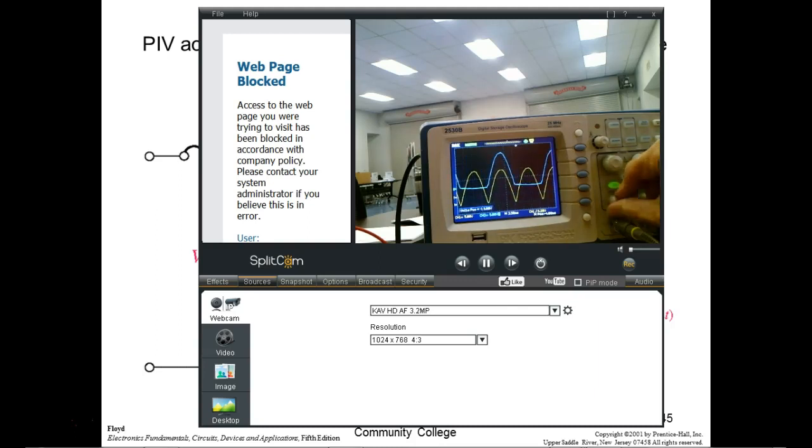Let's move these up on top of each other just to show you the difference between the input and the output. Can y'all see that? Let me blow this up. Sorry.